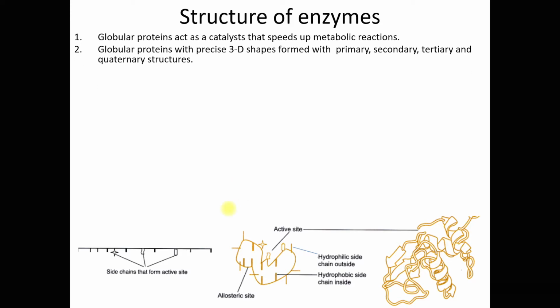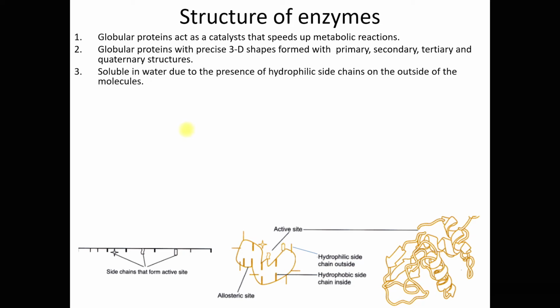So enzymes, they are globular proteins. They are globular proteins that act as catalysts that speed up metabolic reactions. And enzymes are globular proteins with precise 3D shapes that are formed with primary, secondary, tertiary, and quaternary structure of amino acids.